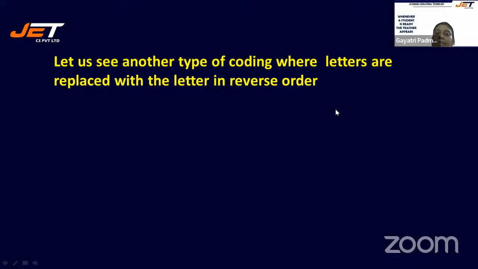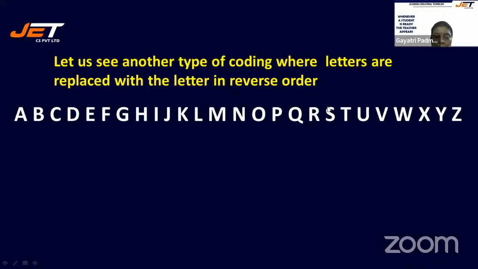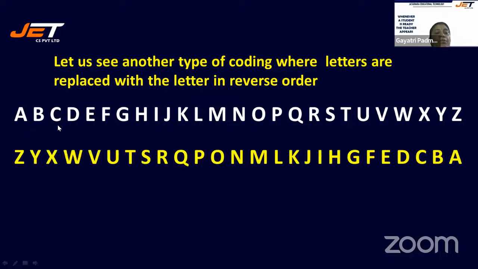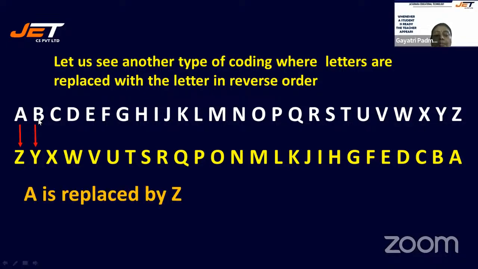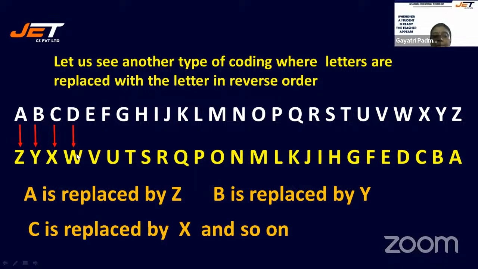Now let us see another type of coding where letters are replaced with the letter in reverse order. So now we saw it in the alphabetical order, that is in the chronological order. Now let us see in the reverse order. So the reverse order of A, B, C, D till Z starts from Z, Y, X, W, V, U, T, S, R till it ends with A. So for A, anywhere you're getting A, that should be replaced by Z. For B, it should be replaced by Y. And for C, it should be replaced by X. For D, it is replaced by W. And so on.